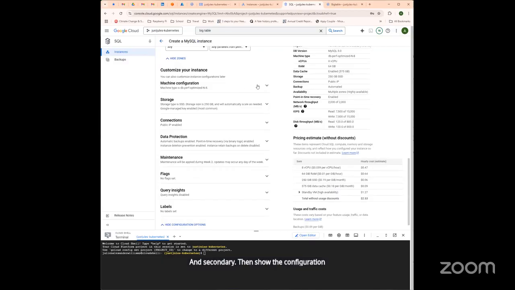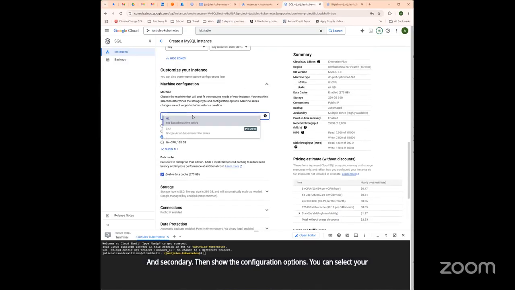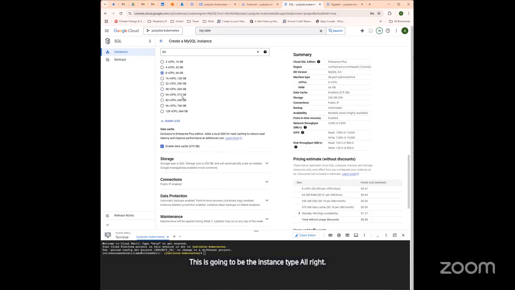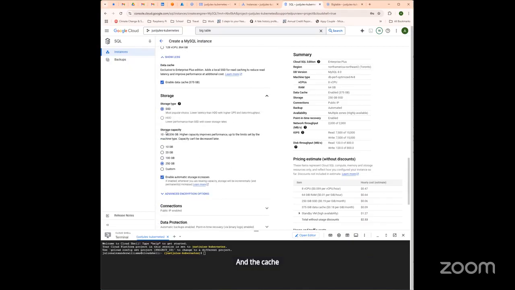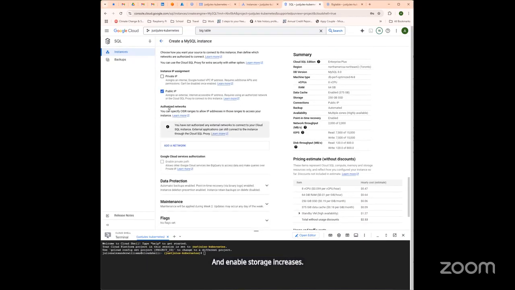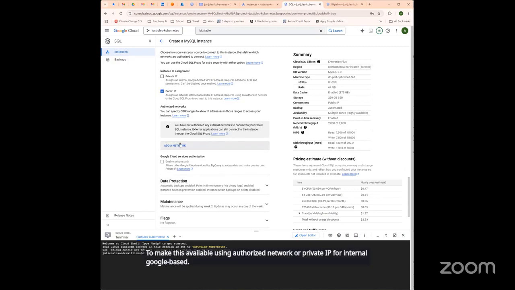You can select your machine configuration. This is going to be the instance type. All right. Number of vCPUs, gigabytes, and the cache available. Storage type, SSD, HDD, storage capacity, 10 gigabytes to 250, and enable storage increases. Connections, do you want a public IP to make this available using authorized network or private IP for internal Google based? And then you can add the network to your cloud instance.